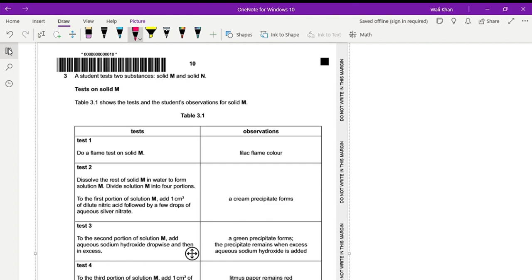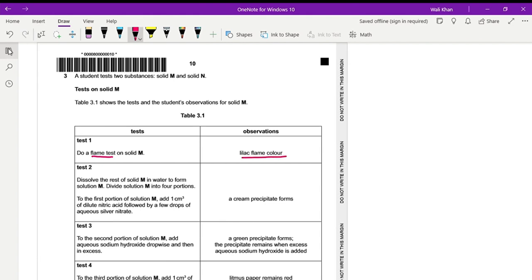Okay, we have to start with question number 3 of paper 62, alternative to practical, IGCSE Chemistry, Code 620. A student has two substances, solid M and solid N. He performed some tests on solid M. The table shows the test and the student's observation for solid M. Do a flame test on solid M: lilac flame color.